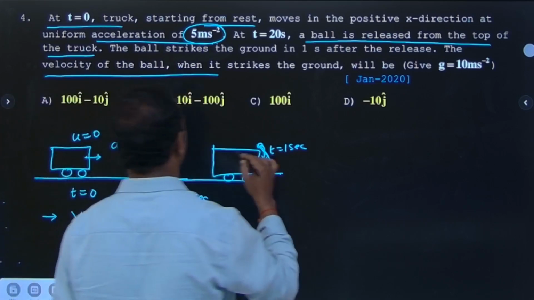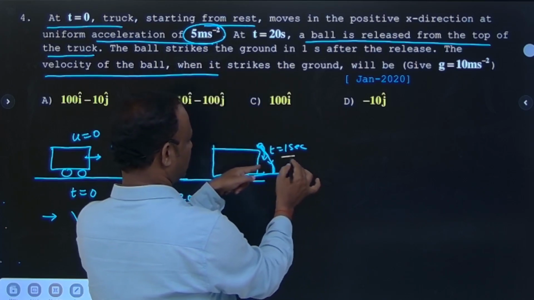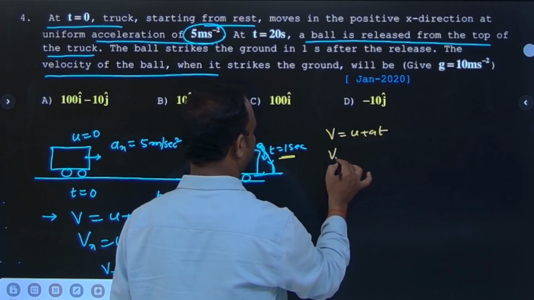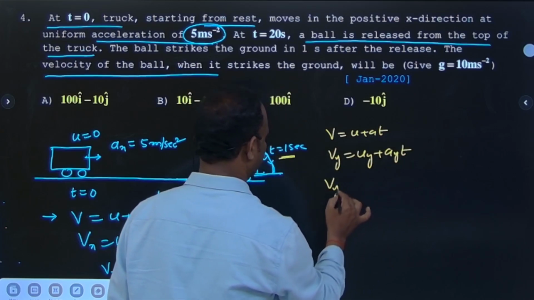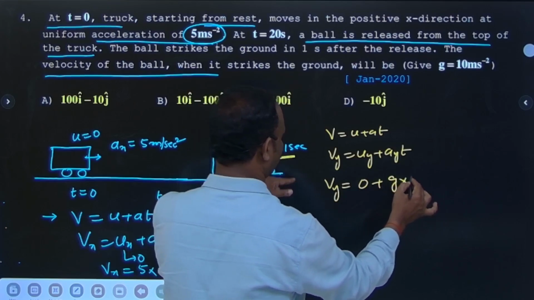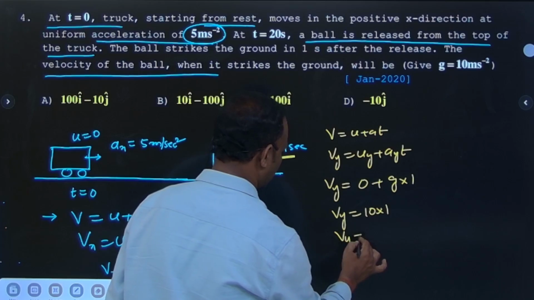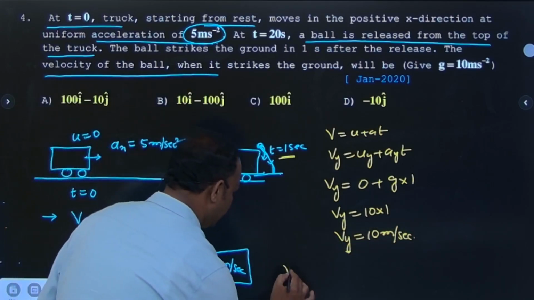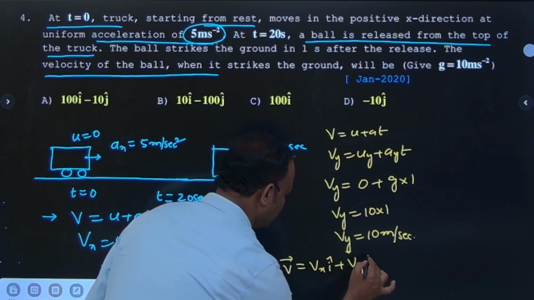Next, along the y-axis, the time taken is 1 second. So v equals u plus at, so Vy equals uy plus ay into t. Uy is initially 0, ay is g, and t is 1. Vy equals 10 into 1, so Vy is 10 meter per second. So the velocity V bar is equal to Vx i cap plus Vy j cap.